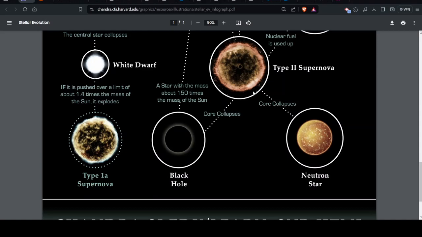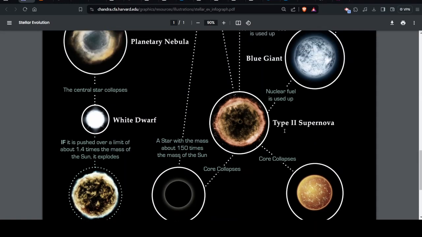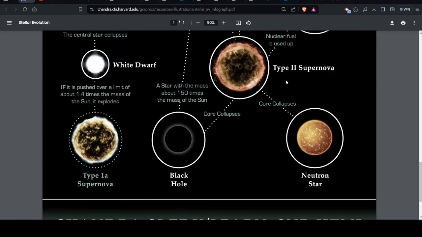So this whole evolutionary chart is based on the mass of the star. Our sun is never going to be massive enough to go into a blue giant or into a type 2 supernova or to create a black hole or a neutron star. It's going to do a white dwarf and then potentially a type 1a supernova if that white dwarf was able to accumulate enough mass.